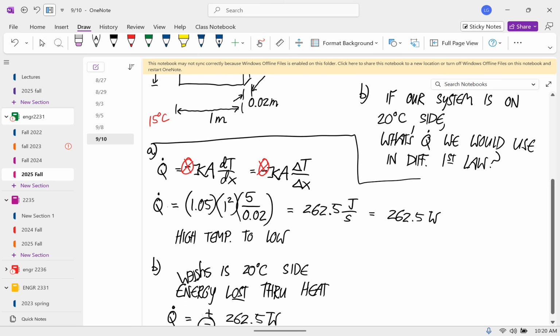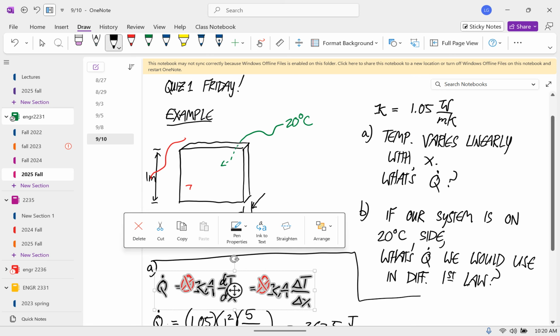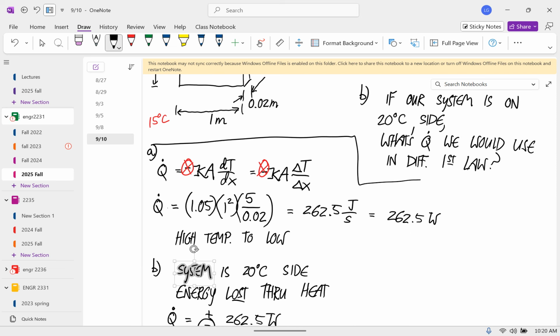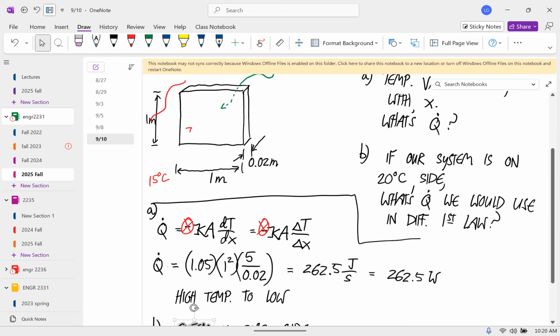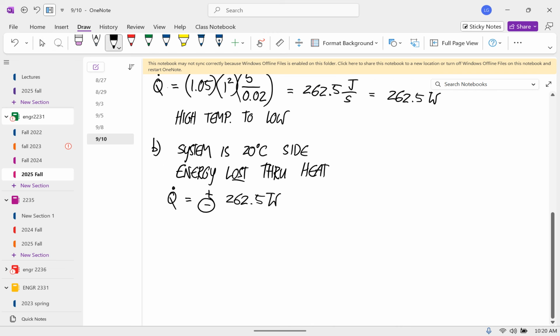So we know that heat is always going to go from the higher temperature to the lower temperature. And so in this case, it's going to go from the 20-degree side to the 15-degree side. Okay. So if it's going from the 20 to the 15 and our system is the 20-degree side, then it's leaving our system and going to the surroundings.